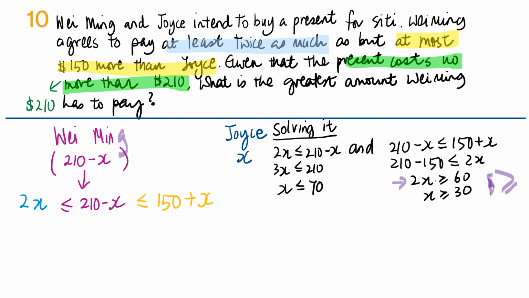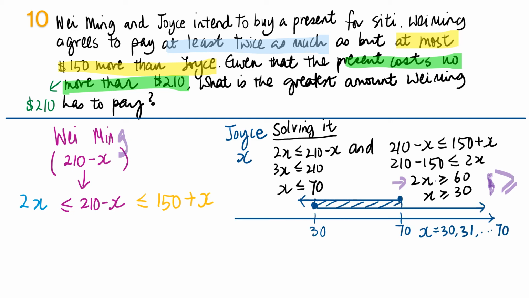All right, then what's the next step we do? Of course, is to draw our favorite number line. And the solutions will come from the overlaps, right? So in other words, if you look at the overlaps, x can take the values of 30, 31, 32, 33, and so on and so forth until maximum 70.